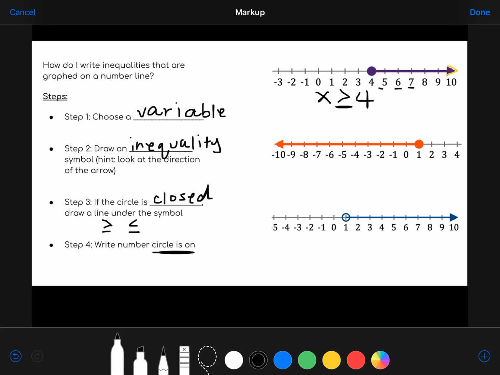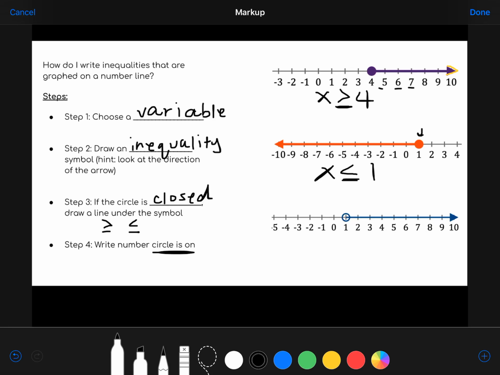I'm going to do the same thing here. So I see my circle is closed. It's on the number 1. I'm going to use a variable. I'm going to use x. And I see that all of the numbers covered by this arrow here are less than the number 1. So I'm going to put x is less than. And since it's a closed circle, I'm going to put the line underneath it to show that x could be less than or equal to the number 1.